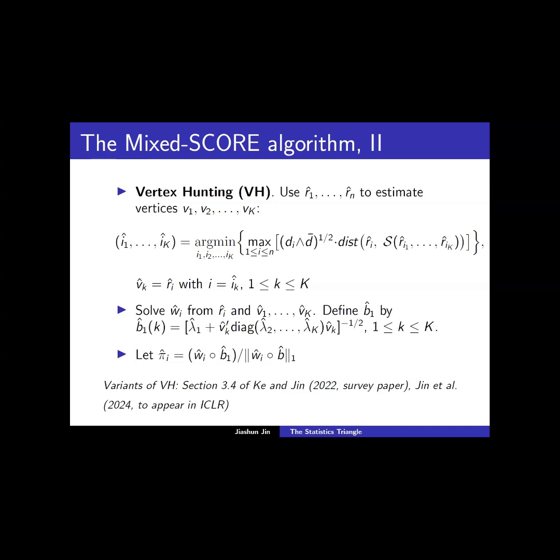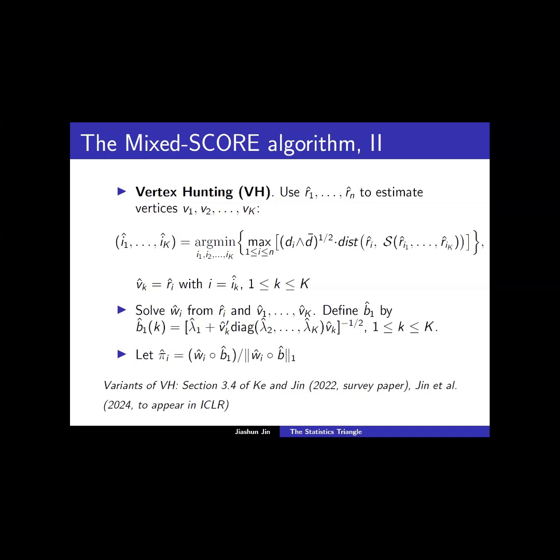Once you estimate these vertices, you just mimic what we described in the oracle, or noiseless, case. From Ri hat, you obtain Wi hat. From Wi hat, you obtain pi hat. Then that is done. We have a package, and if you're interested, you can refer to it.